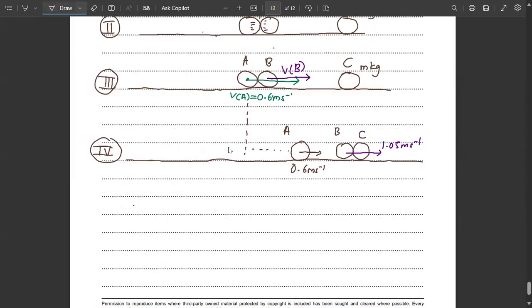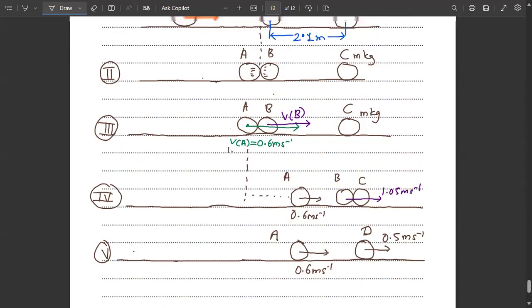After this collision occurs, A is moving at 0.6. After B and C collide, they form a single particle D. They stick together and form a single particle D, and that moves at a speed of 0.5 meter per second. And now the question is to find M. And what is M? M is the mass of C.